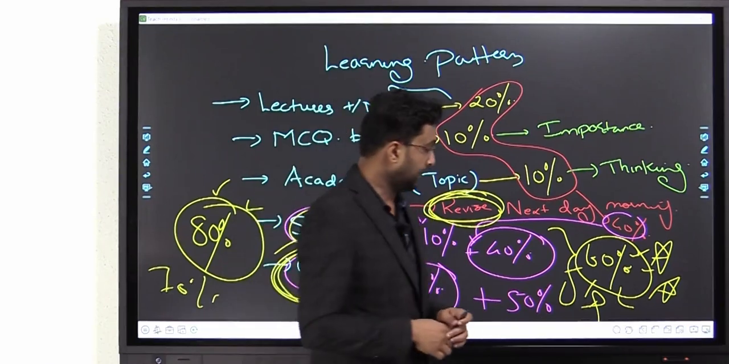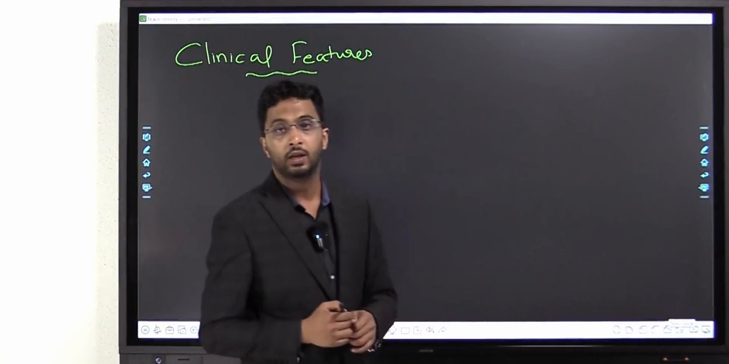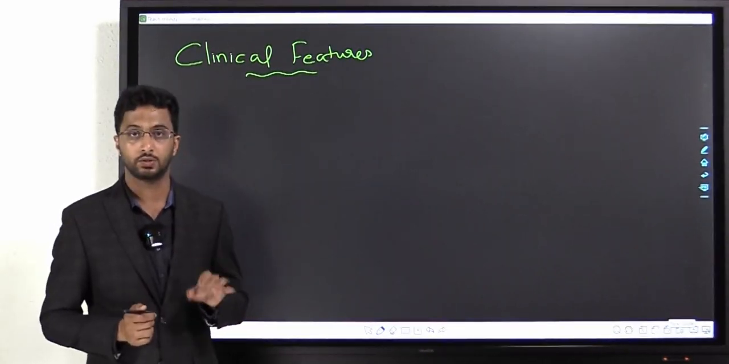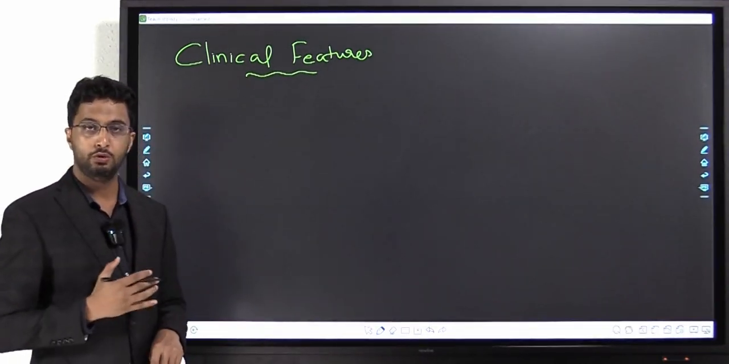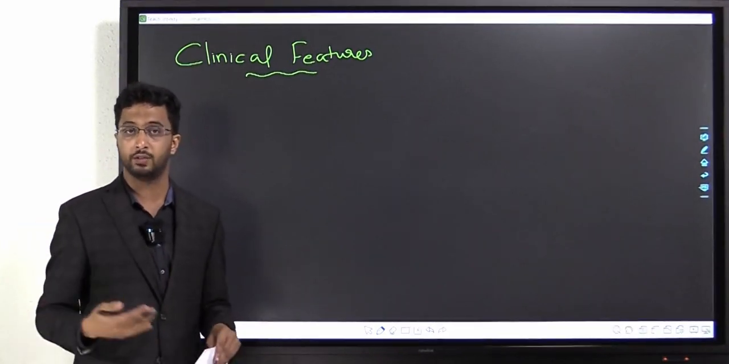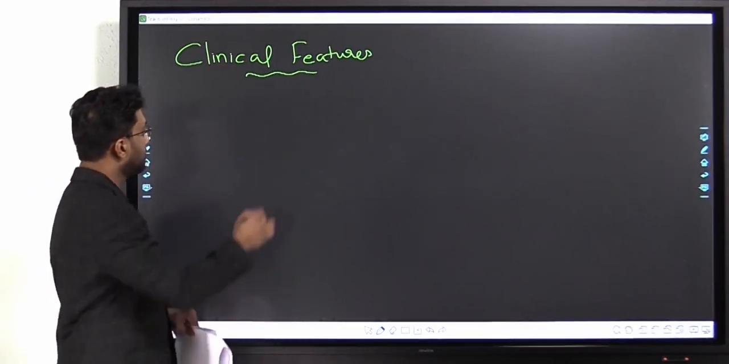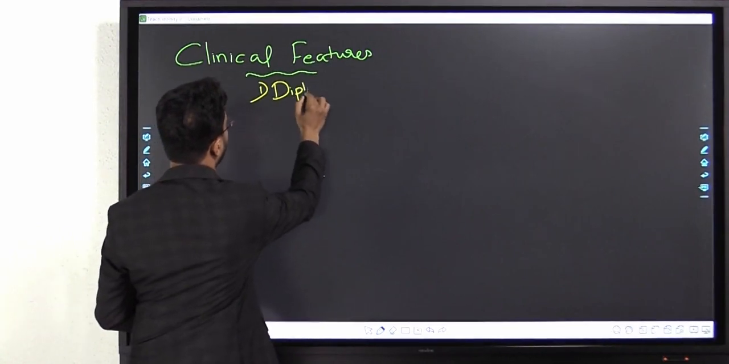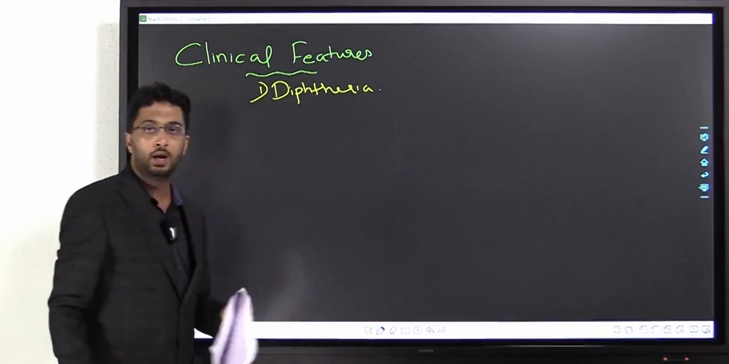Fine. So that's it. Now let us go on to the more important part, which is the clinical features. We're going to start with the clinical features. As I've told you, there are 2 important diseases to note. One is systemic diphtheria, or you can just call it diphtheria. Second is cutaneous diphtheria. So the first is diphtheria. We're going to talk about diphtheria, which is definitely due to diphtheria toxin.